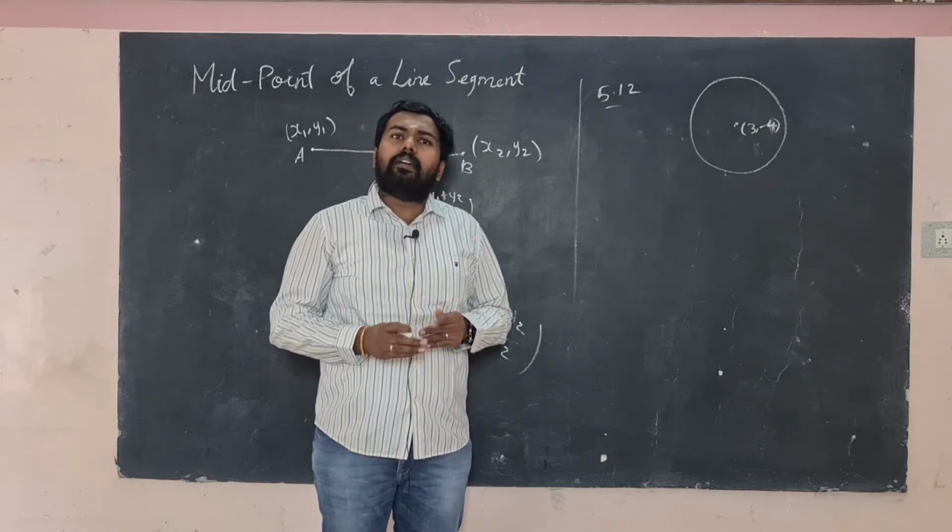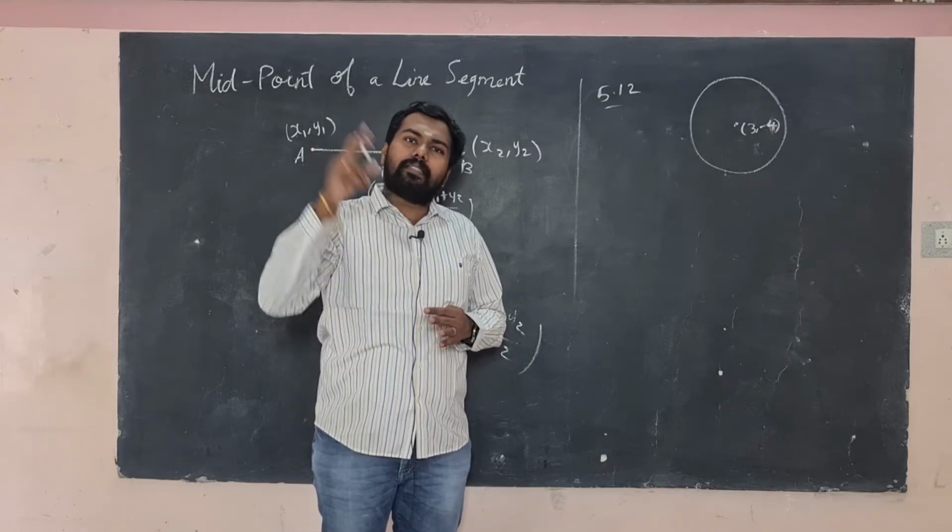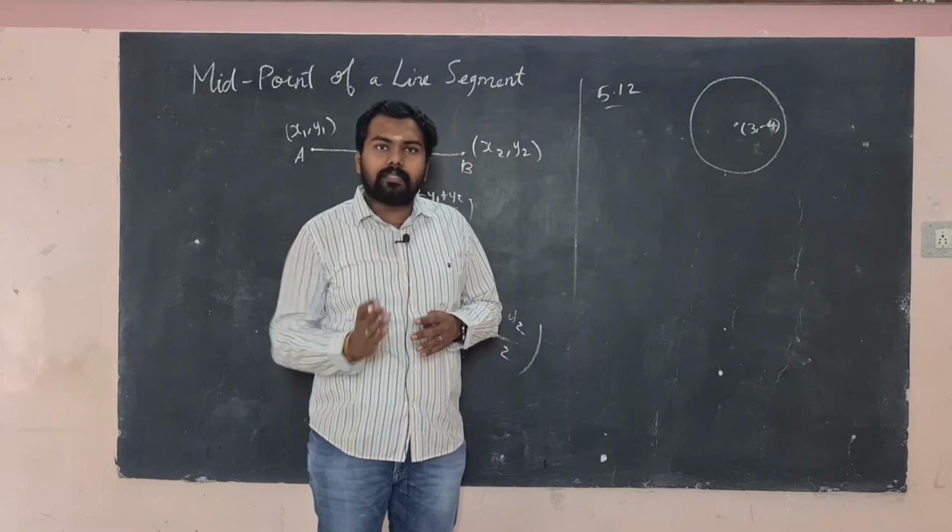What is a diameter? Diameter is a line which intersects the circle at 2 points and passes through the center.